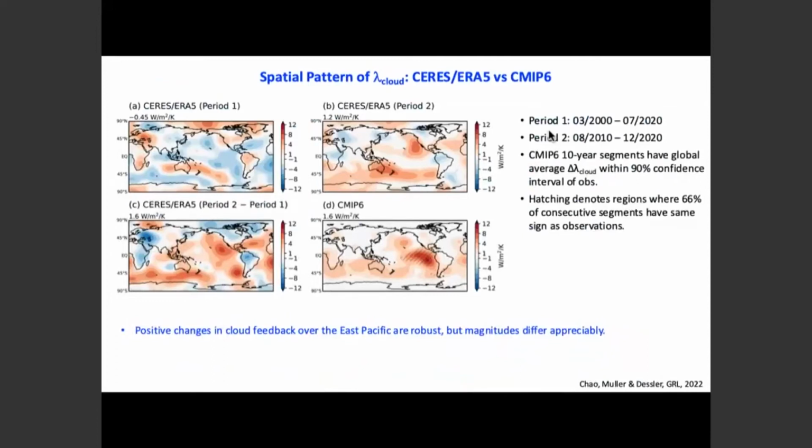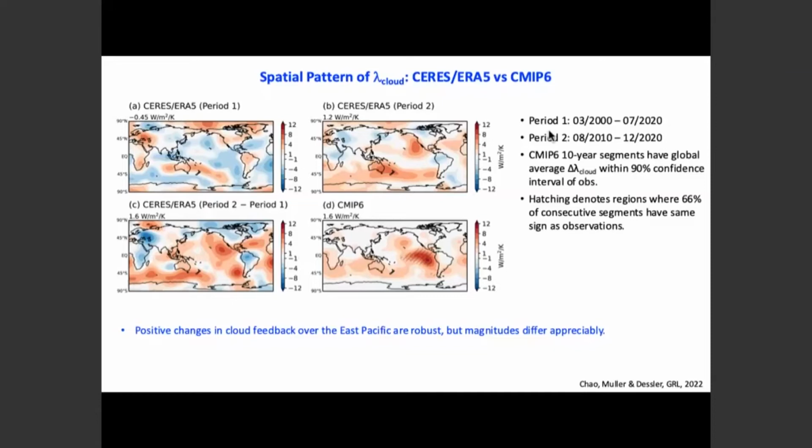They also looked at the two periods regionally, and this gets at another discussion point: how do you compare models with observations, especially coupled models? What they tried to do here is take period 1 from series, the first 10 years, and period 2, the second 10 years, take the difference, and compare it with the differences from the models, but only considering those models where the delta lambda fell within the 90% confidence in the observations. That's the bottom right plot here. They're getting something similar. The main robust feature, or the only robust feature, I think, is that the positive changes in cloud feedback over the East Pacific seem to be robust, but the magnitudes are very different.